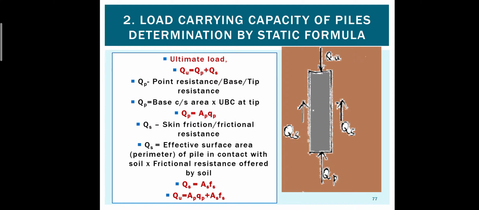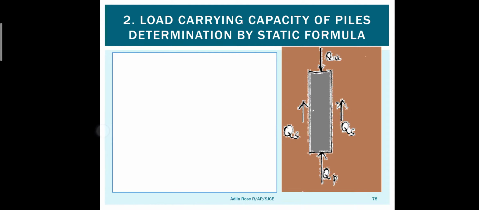Okay, so we have two areas, Ap and As. In Ap we will use the cross sectional area, which is nothing but the area of the circle, pi by 4 d square if it is a circular pile. Then if we have a cylinder, the cylinder or perimeter area we will use in As. Now what is perimeter area? Perimeter into length. That's all. When you add these two, we will get the ultimate load.